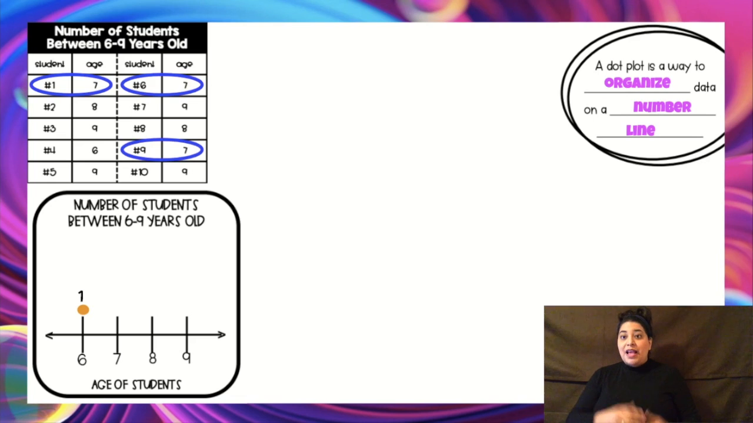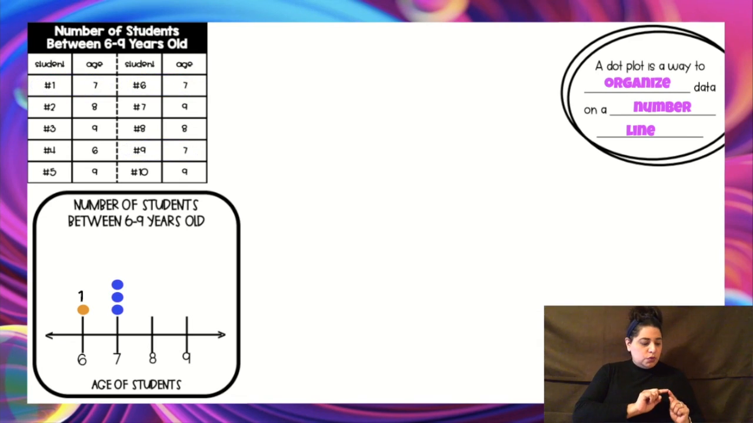Next, we're going to go ahead and circle the kids that are 7 years old. There are 3. Student number 1, number 6, and number 9 are the age of 7. So we need to transfer that data to our dot plot. Put 3 dots for 3 kiddos that are 7 years old, and I'm just going to label it, just like you would with your bar graph or your frequency table, okay? You just have to label everything.